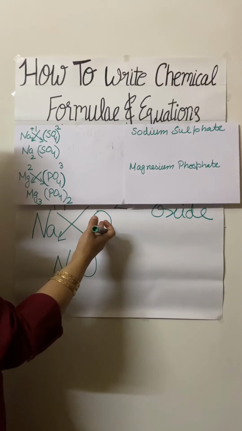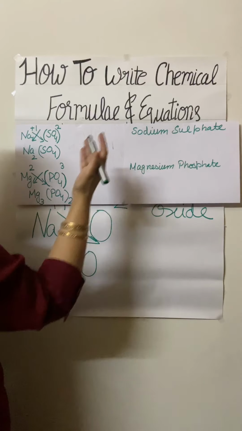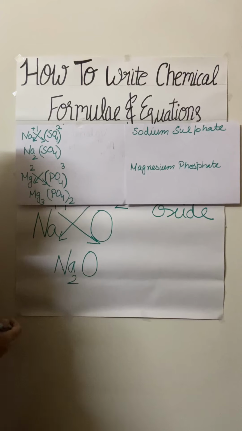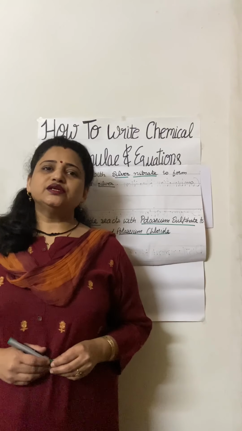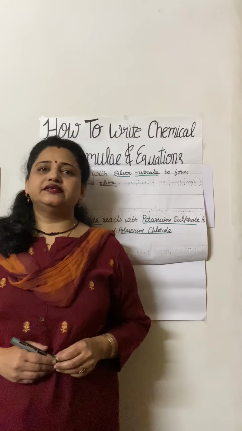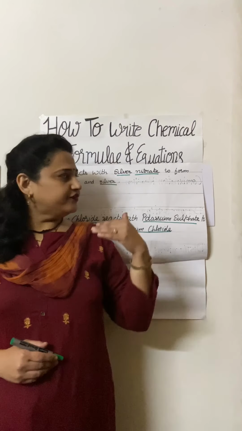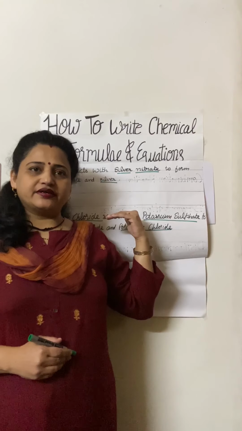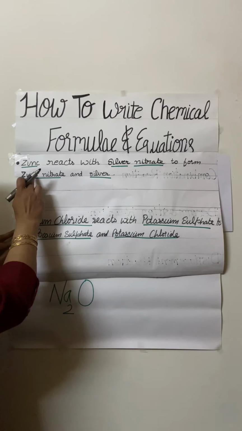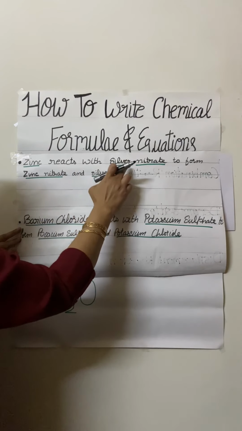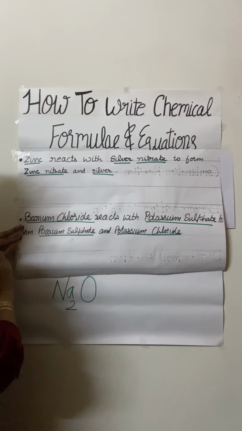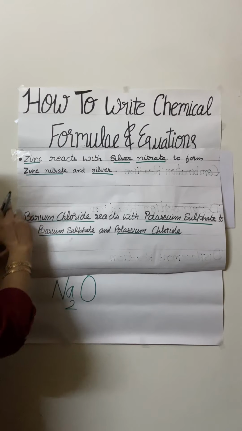Let us take the example of writing the chemical equations. Once writing the chemical formula is clear, you can very easily write the chemical equations. Children, once you have learned how to write the chemical formulas, you can easily write the chemical equations. I have a few for you to give you the practice. Let us now practice how to write the chemical equations. Here is a word equation. Zinc reacts with silver nitrate to form zinc nitrate and silver. Let us convert this into the chemical equation.